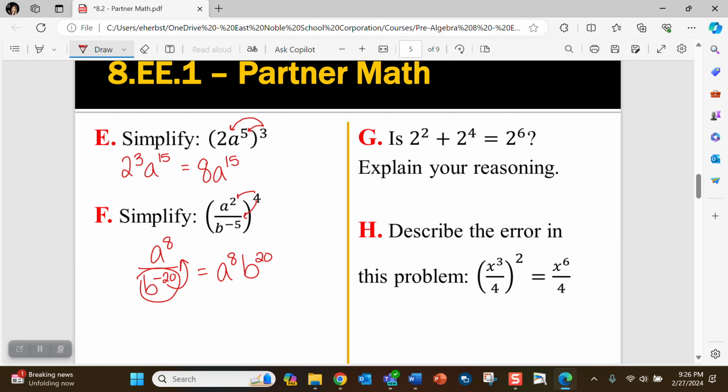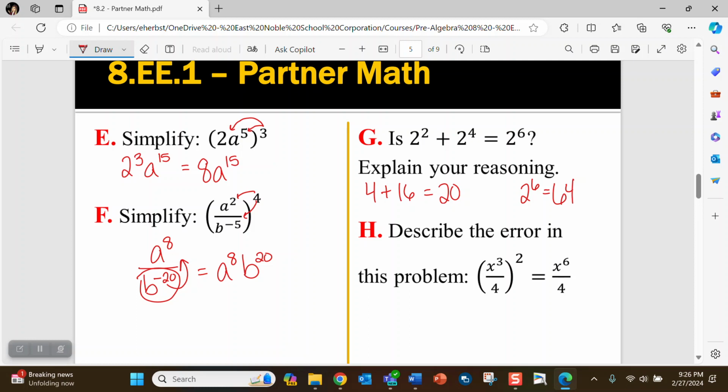G is asking if 2 squared plus 2 to the 4th is 2 to the 6th, and then to explain your reasoning. So we know that exponents are repeated multiplication. If we were to actually evaluate these expressions, 2 squared is 4, 2 to the 4th is 16, and that equals 20. But 2 to the 6th, that's 2 being multiplied 6 times, that's 64. So you can see that it's not equal. We only add exponents when we're multiplying like bases, not when we're adding like bases.